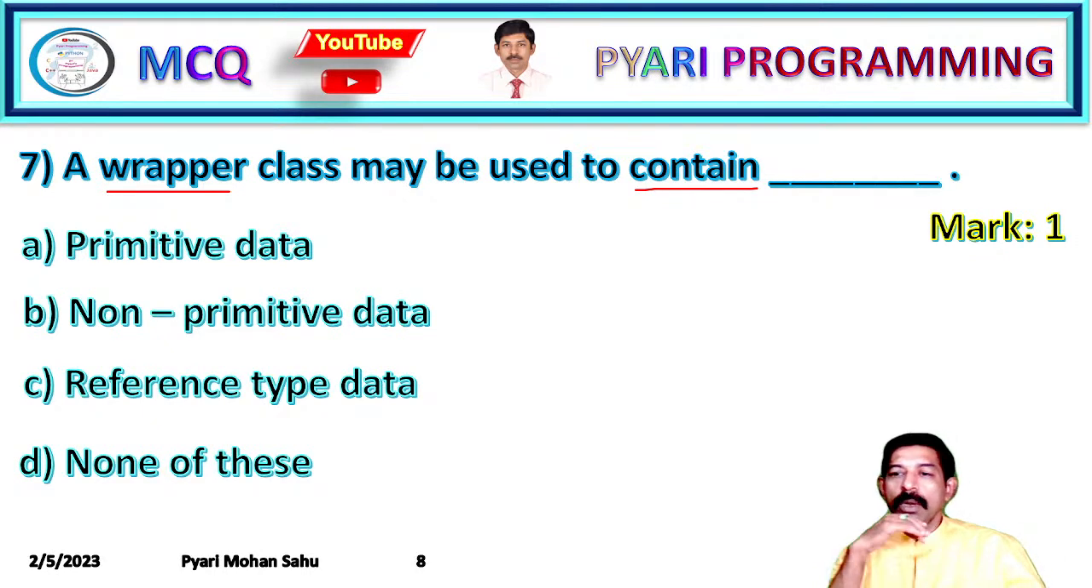Okay, we have question number 7. It is asking what a wrapper class holds. What it contains. Rajalakshmi says B, non-primitive. C, reference type. Shubham says A, primitive type. Look at the question properly. What it is saying, wrapper class may be used to contain. What does it hold? Used to contain. Amrit Senapati, A. Subhalakshmi says yes.